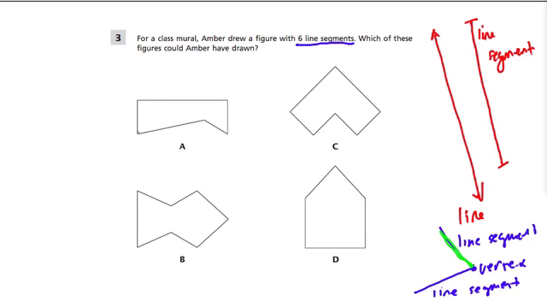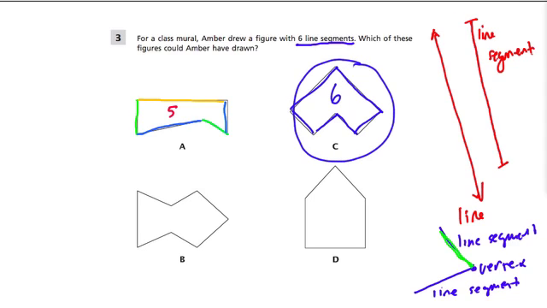So for A, let's count the segments and then we'll keep going. So here's one segment, and then it turns and we have a separate segment, right? Keep alternating. A third segment, and a fourth segment, and then, here's a different color, a fifth segment. So this shape right here has 5 line segments. What does C have? Well, C, we have 1 segment, and then 2 segments, and then 3 segments, 4 segments, 5 segments, and 6 segments. That's our answer, C. But let's count the others for practice.